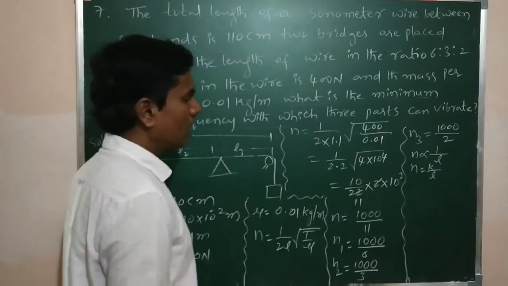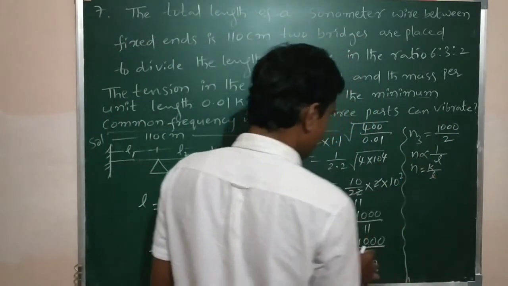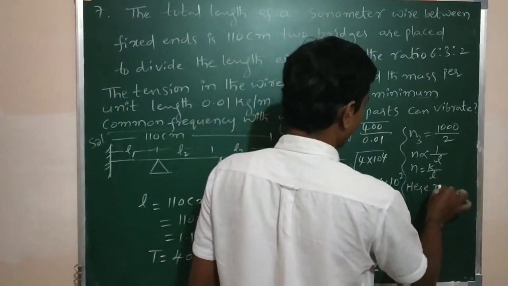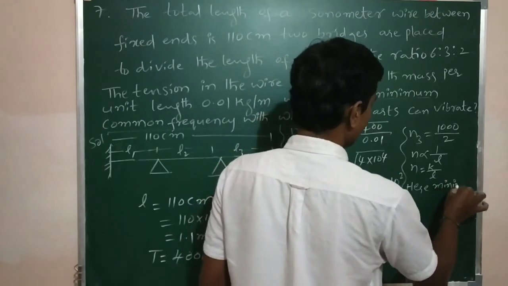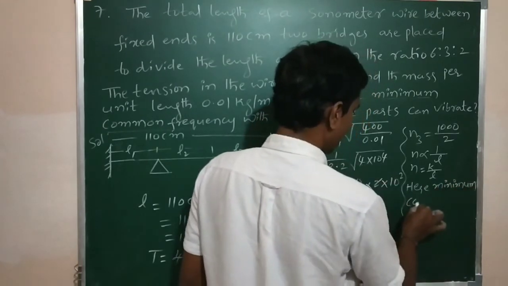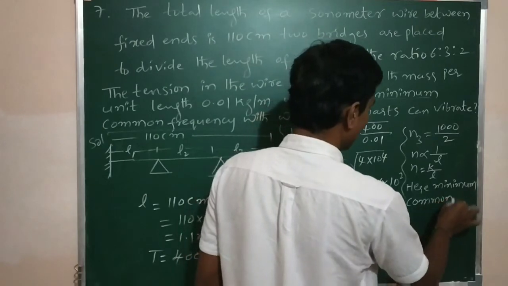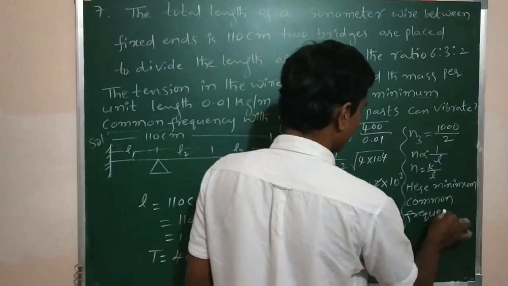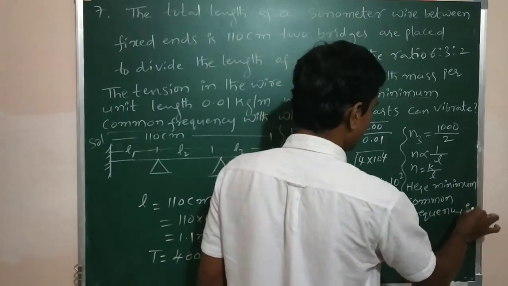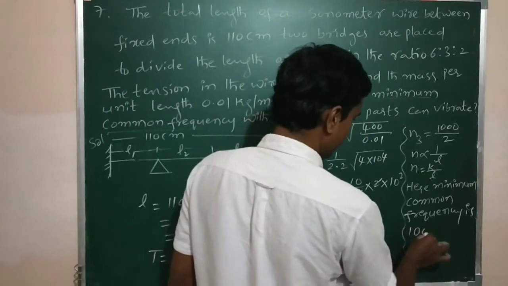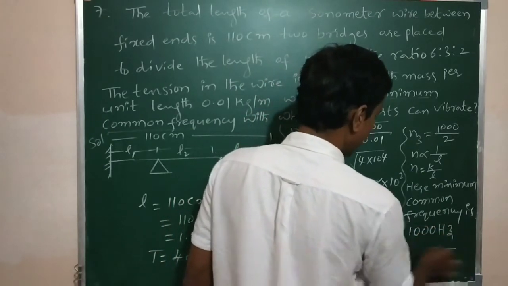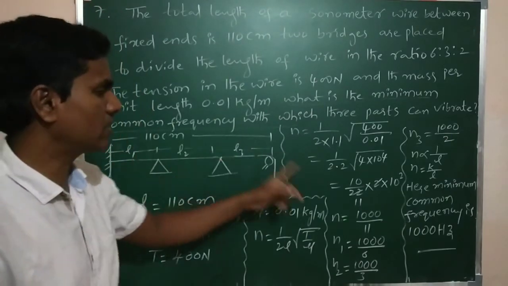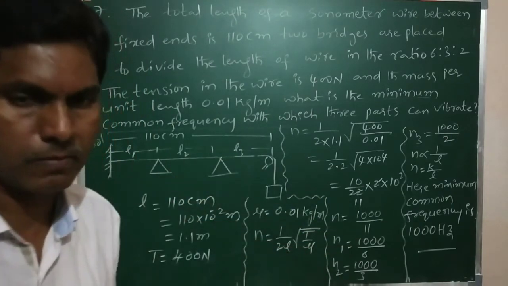Now, what is the minimum common frequency? Minimum common frequency is 1000 Hz. Minimum common frequency is how much here? 1000 Hz.